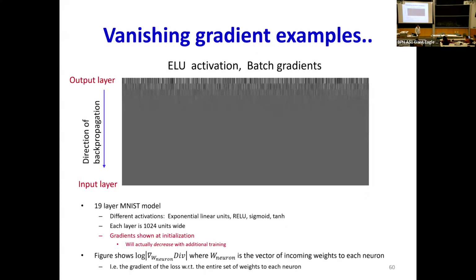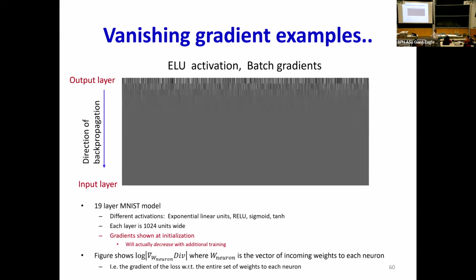So here is a little experiment that we ran. This is on the MNIST data. And this is at initialization. Remember, at initialization is when your derivatives are expected to be largest, right? And this one has something like 19 layers. The output layer is shown at the top, and the input layer is shown at the bottom. And I have all of the neurons laid out left to right. And the grayscale shows the magnitude of the derivative.